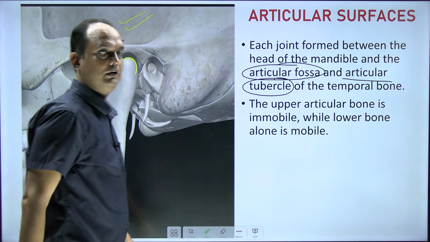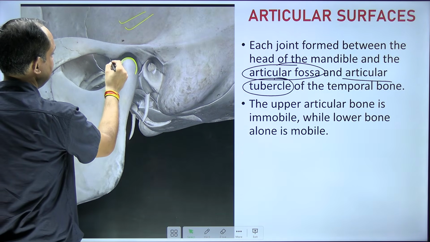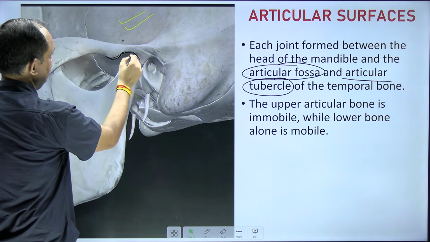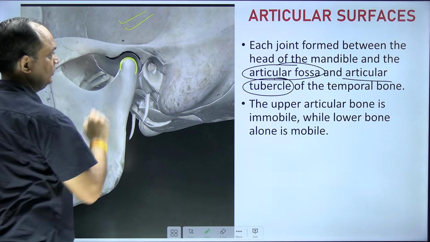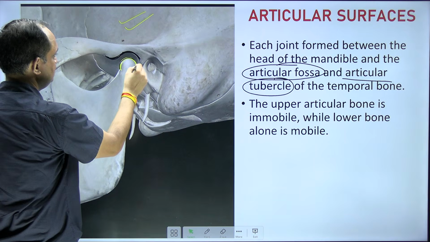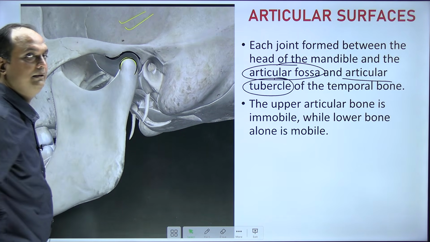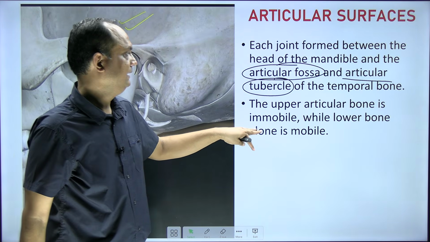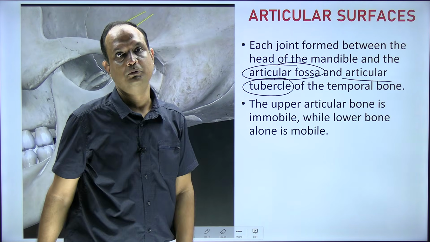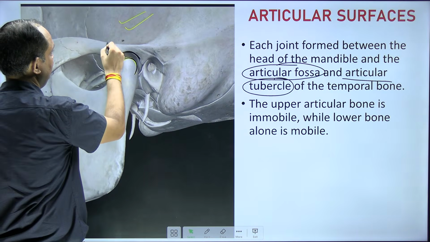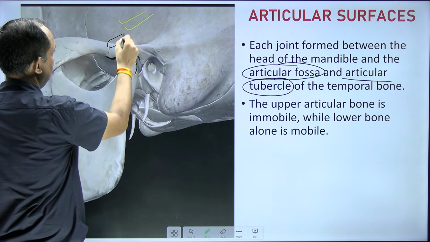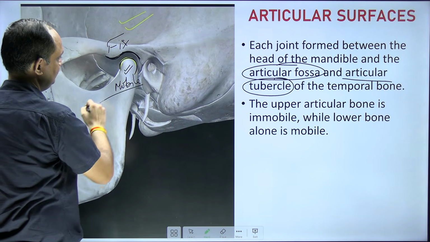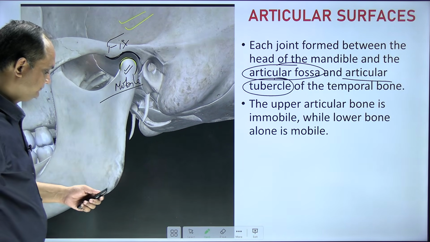Now where is the articular tubercle? Here you can see that this is the articular tubercle and this is the articular fossa. So this area is contributing from the temporal bone and this area is contributing from the mandible side. Clear? So the upper articular bone is immobile while the lower bone alone is mobile. That means this part remains fixed when you are moving the TM joint, and this head of the mandible is the only mobile part of your TM joint.